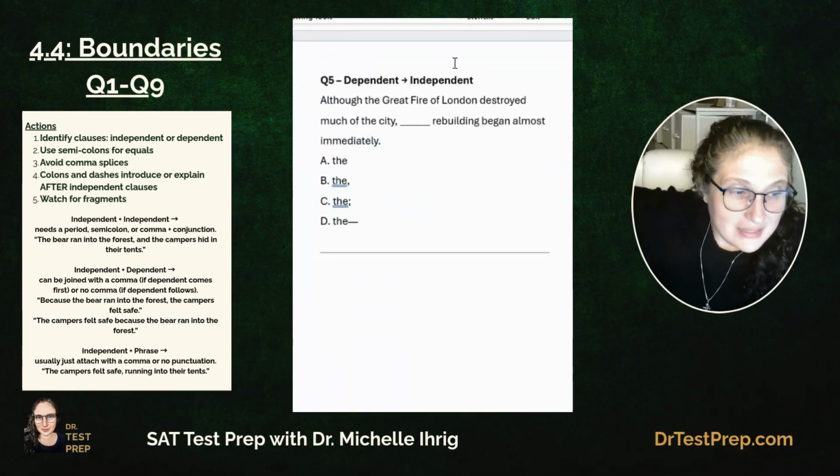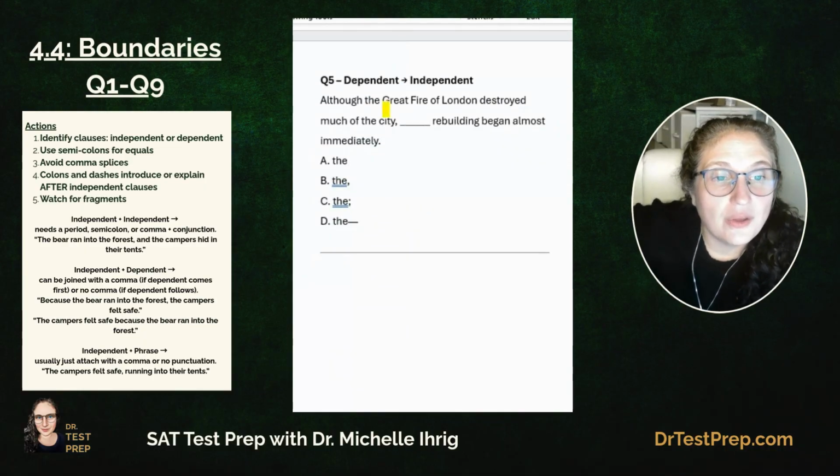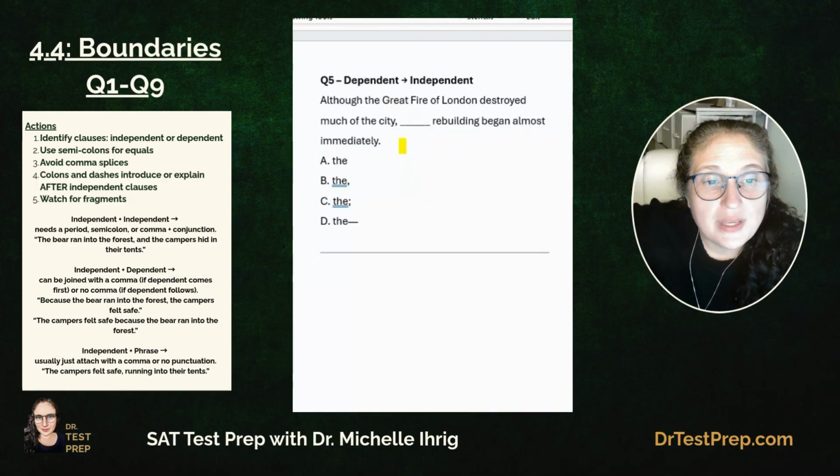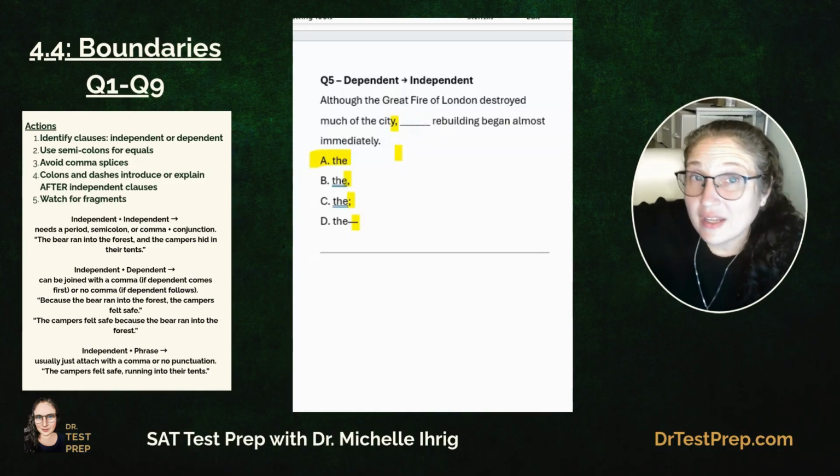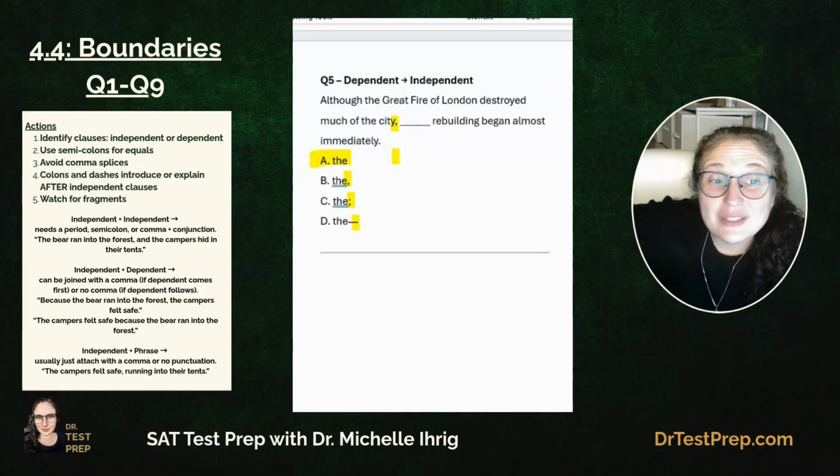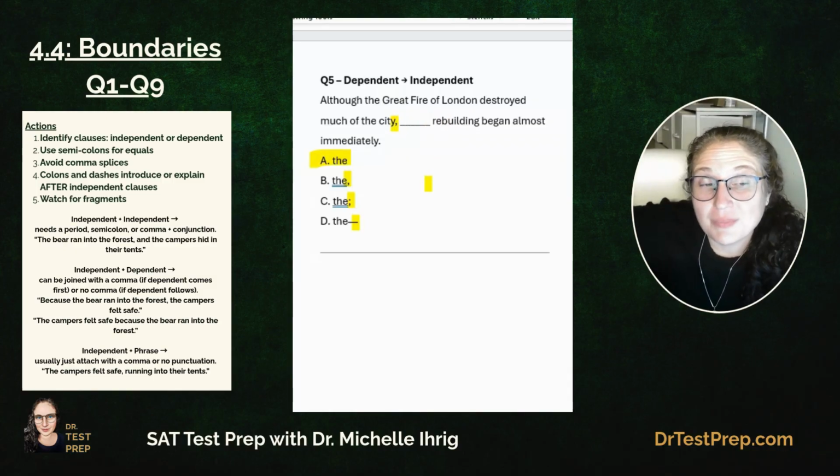All right, dependent to independent. "Although the Great Fire of London destroyed much of the city, comma, the rebuilding began almost immediately." So here, it's just going to be A without it, because see how there's a punctuation here? We wouldn't have an immediate punctuation following. Now, those could potentially have been after the word "city," but it still would have needed to have a complete clause or something afterwards. So in this case, "the rebuilding began almost immediately" is what needs to be there.